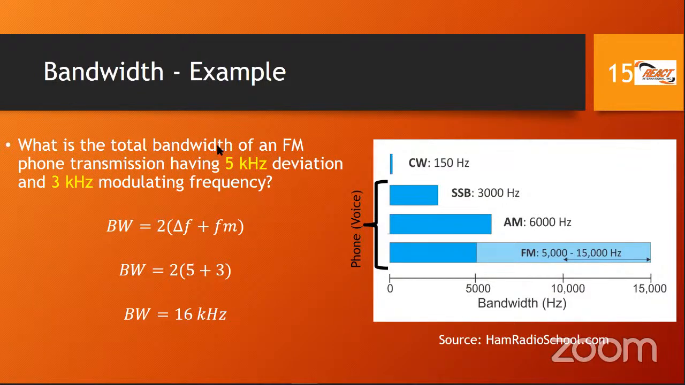So the bandwidth of this FM phone transmission having these properties, 5 kilohertz deviation, 3 kilohertz modulating frequency, is 16 kilohertz. Not far from what is mentioned in our trusty diagram here.